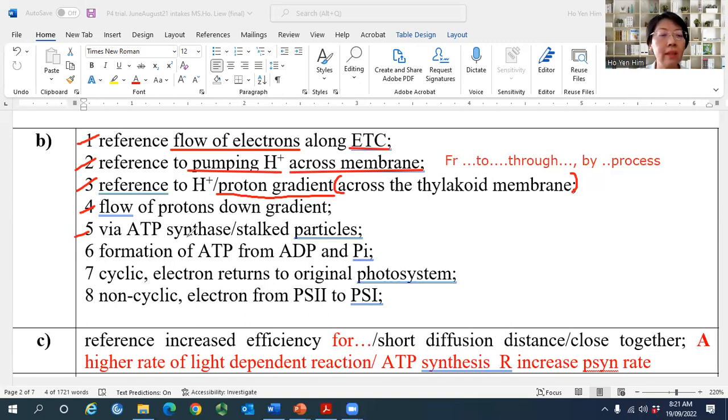Number 4, flow of protons down the concentration gradient through the ATP synthase, or stalked particle, leading to ATP being formed from ADP and Pi. This one, most students can score the mark because it's a full equation. And then the last 2 mention that there are 2 ways electron flow can lead to ATP synthesis. First one is non-cyclic electron flow from PS2 to PS1. Second one is cyclic electron flow, from PS1 back to PS1 but passing through the ETC. These 2.